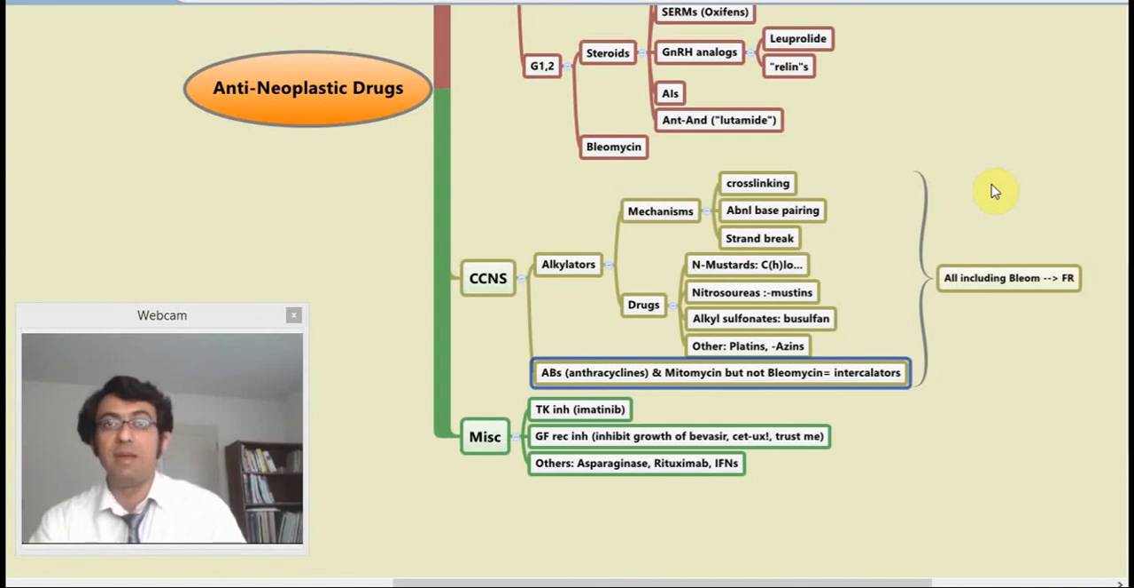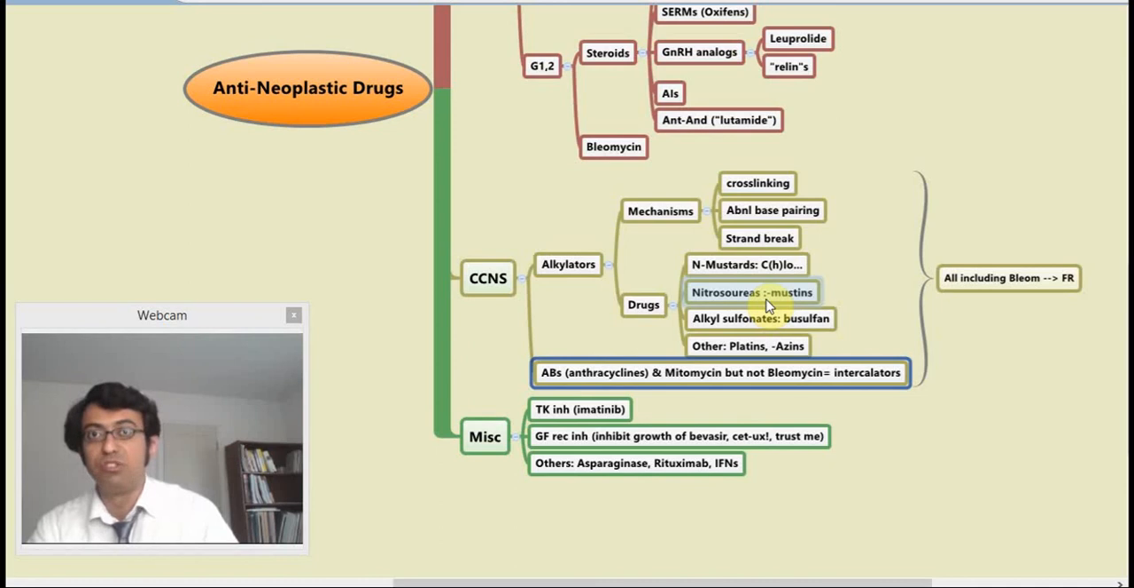What is the drug streptozocin? Streptozocin belongs to the same category of nitrosoureas of the alkylators. What do you expect to see in the side effect profile of streptozocin? Well, because it belongs to the group of nitrosoureas, and we mentioned that they are highly lipid soluble, therefore they can be used for brain tumors, including glioblastoma multiforme.